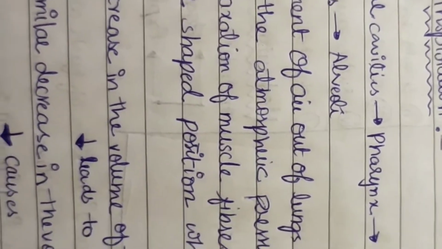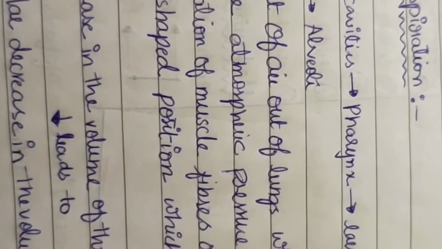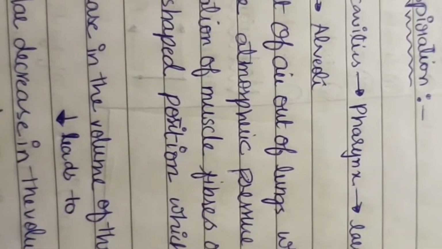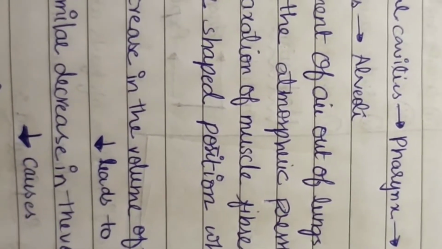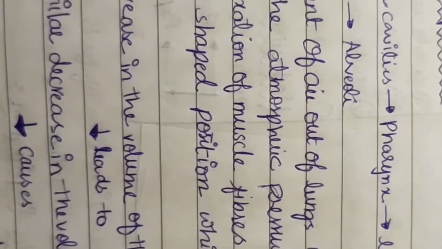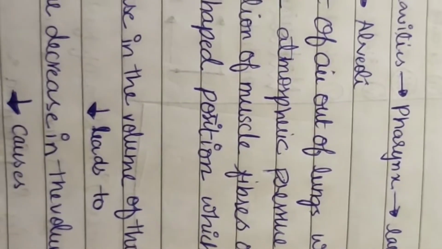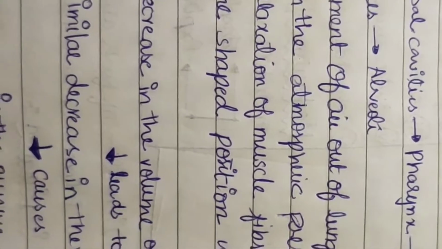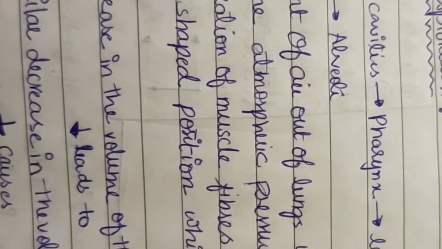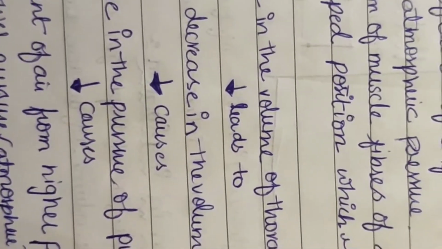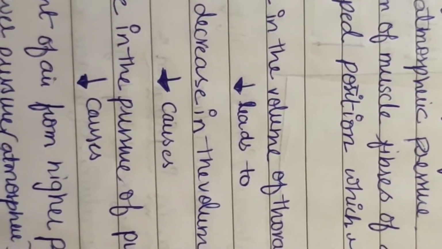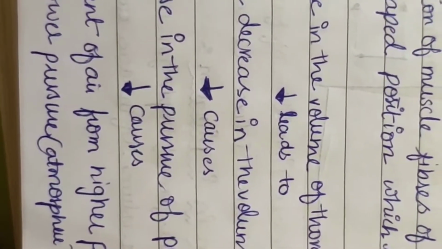Now, the second process, which is expiration. The movement of air out of the lungs when pressure within the lungs is more than the atmospheric pressure is known as expiration. Diaphragm. The relaxation of muscle fibers of the diaphragm causes it to come to its normal dome-shaped position, which reduces the volume of the thoracic cavity. Decrease in volume of the thoracic cavity leads to a similar decrease in volume of the pulmonary cavity, causing an increase in pressure of the pulmonary cavity, which then causes movement of air from higher pressure to lower pressure, that is, the atmosphere.